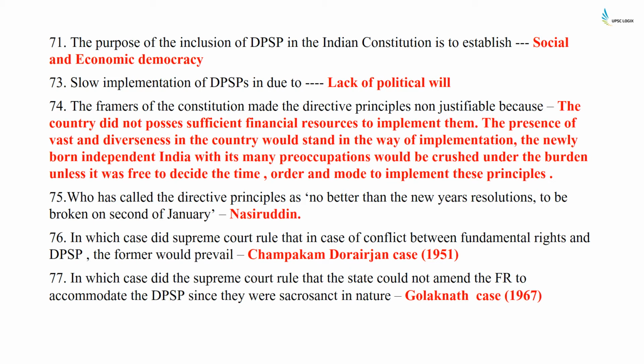The framers of the Constitution made the directive principles non-justifiable because the country did not possess sufficient financial resources to implement them. Number 2, the presence of vast diversity in the country would stand in the way of implementation. Number 3, the newly born independent India, with its many preoccupations, would be crushed under the burden unless it was free to decide the time, order, and mode to implement these principles.